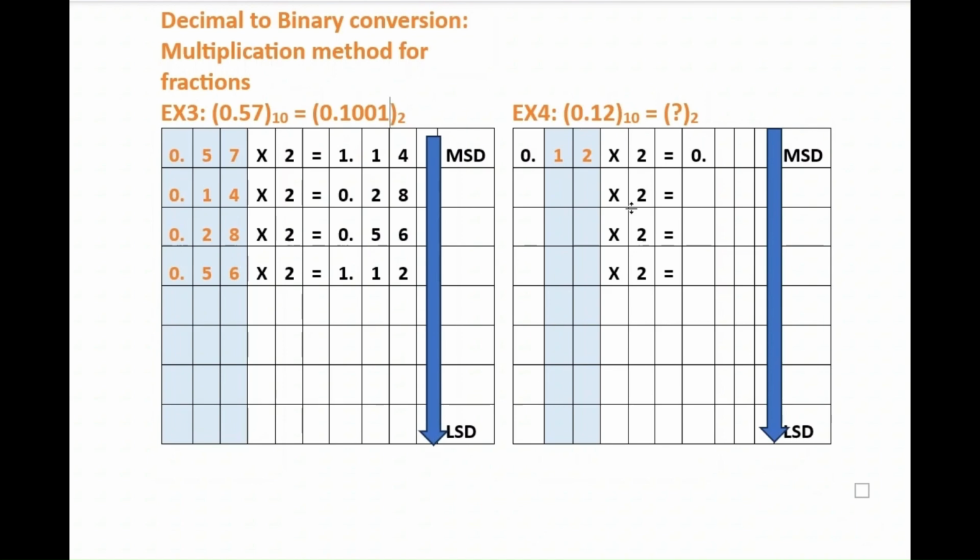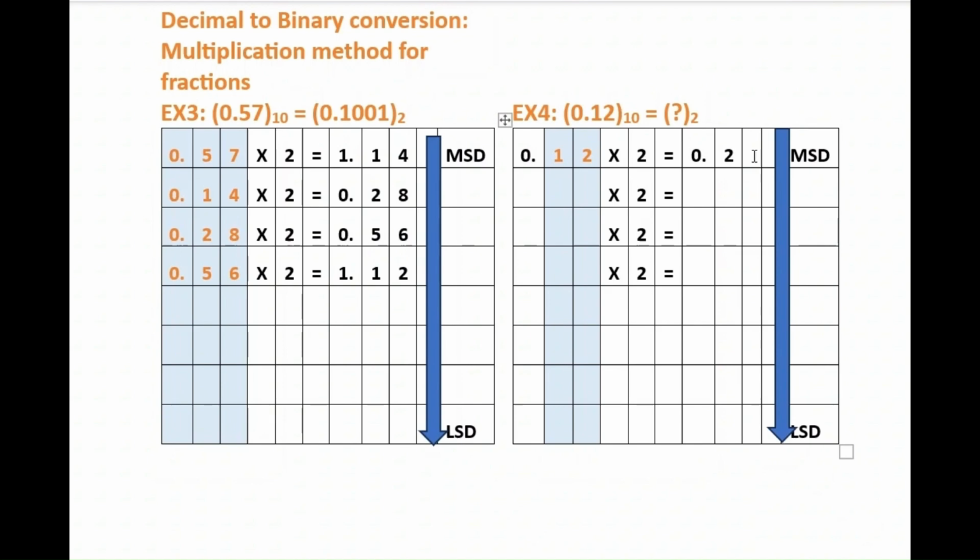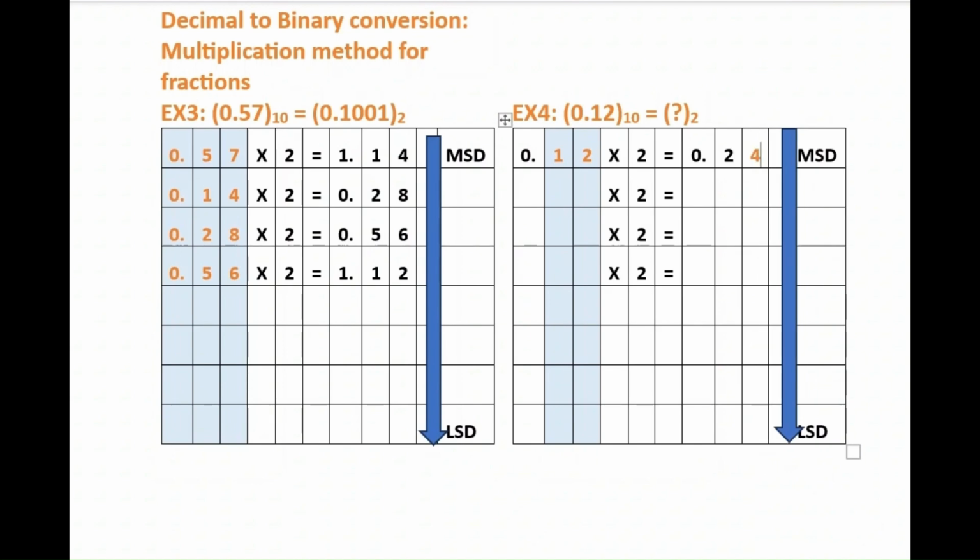Let's solve the second example. 0.12 in decimal, how much is it in binary? So 0.12 multiplied by 2 is 0.24. Next time we'll be multiplying 0.24 by 2 and we are getting 0.48.